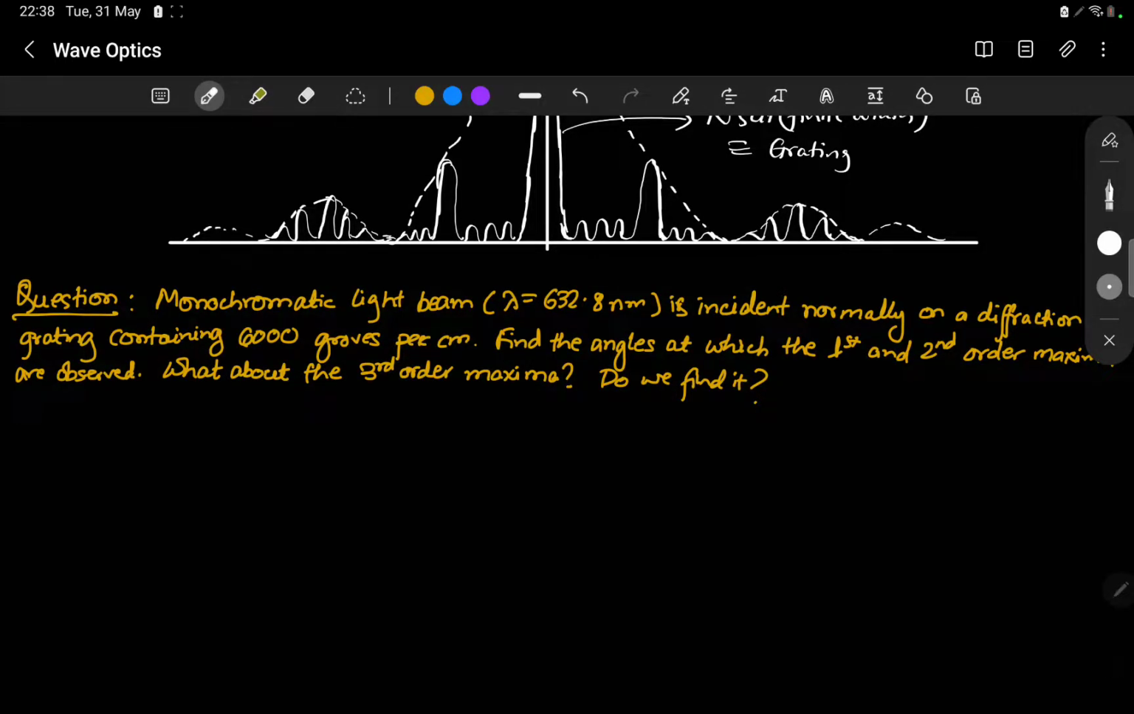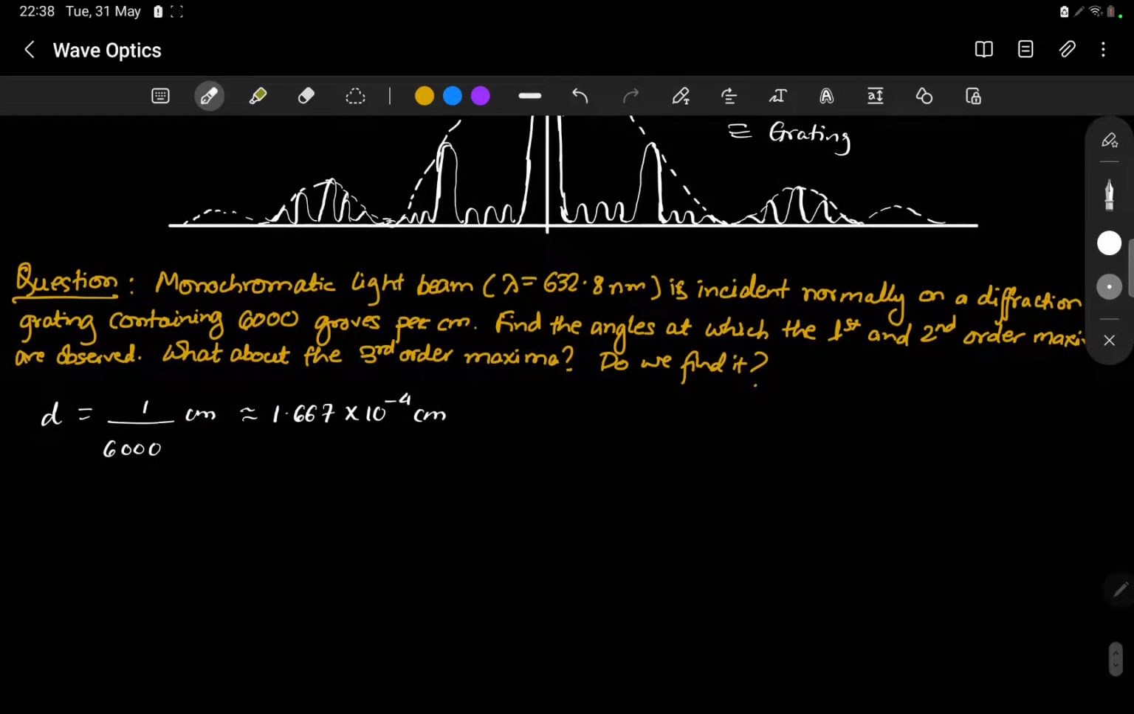6,000 grooves per centimeter means that the spacing or separation between the slits, d, is 1 over 6,000 centimeter. So this comes out to be roughly 1.667 times 10 to the power minus 4 centimeter. So this is our separation between the slits.